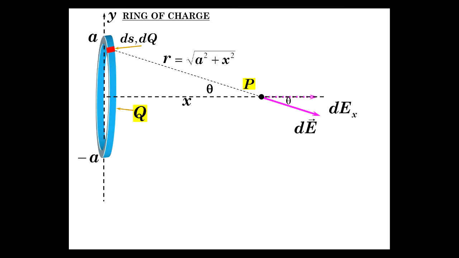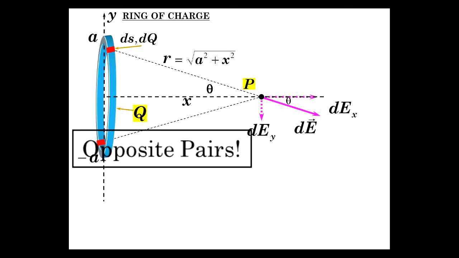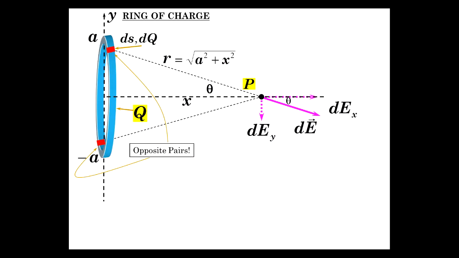And we have the x component, and we have the y component. And there's angle theta again. All right. Now, we have another ds dq diametrically opposed to this first one. We'll consider it a complementary pair. And we can produce on the diagram the electric field produced by that, same as the other one, just in a different direction. So we have the x component and we have the y component.